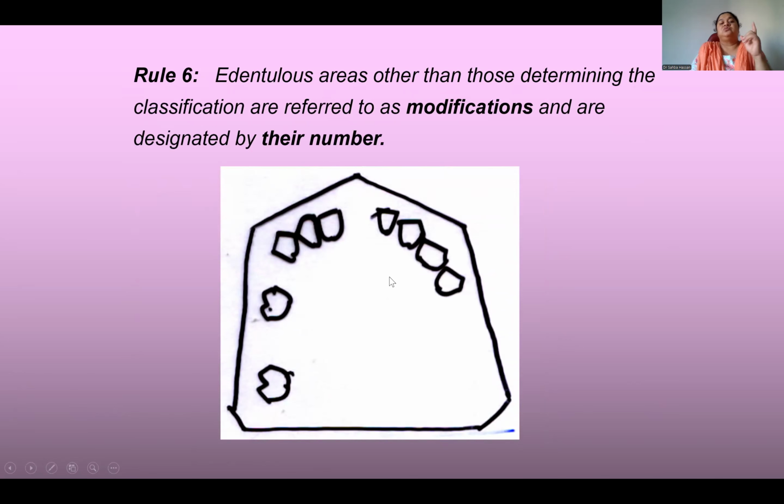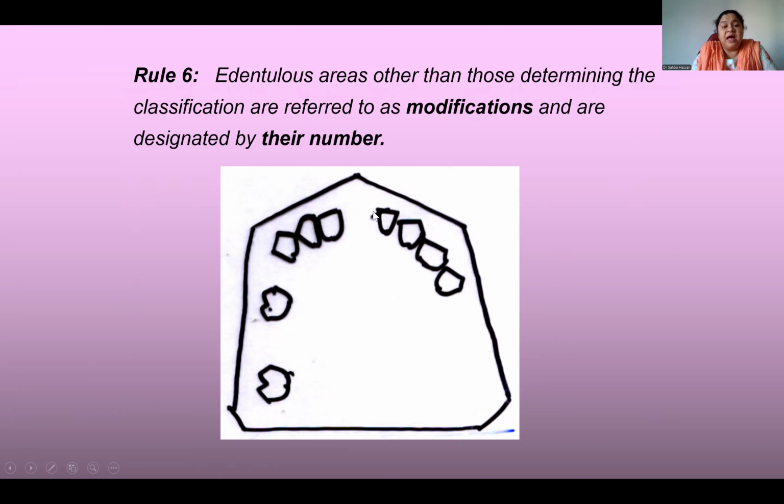So I will ask any student, can anyone tell me what this is? Is this class 1 or 2, and what modification is this? See, I'll explain. On my right-hand side, which is your left-hand side as you're seeing it, there is a totally edentulous space where there's no tooth. We studied that always the posterior will be considered. So this is class 2 because of a unilateral edentulous space. Then we have edentulous areas other than those determining the classification, so that one we leave, since we have considered it for the classification.